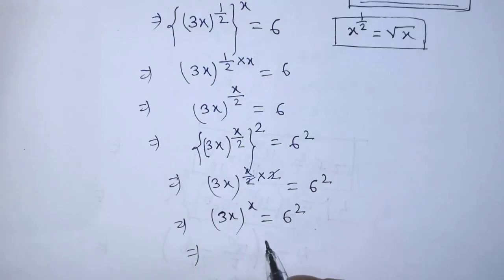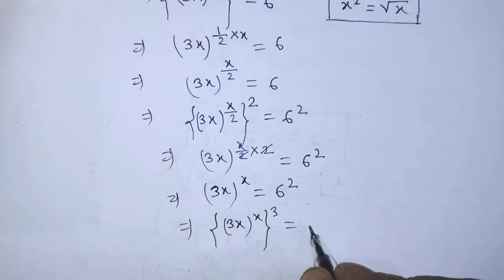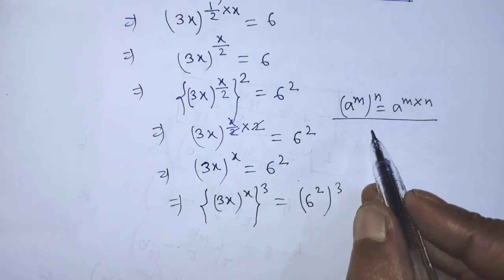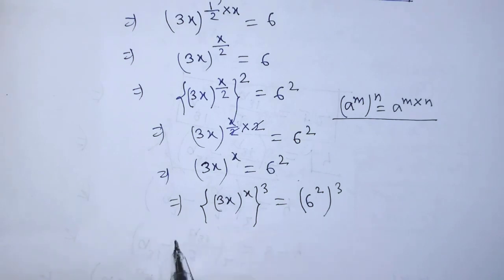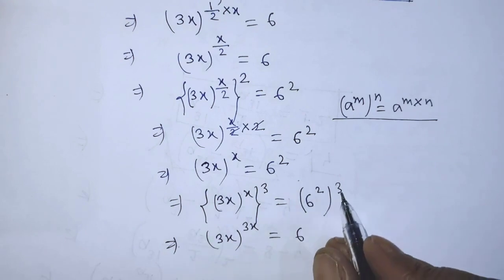So now again we have to take power 3 on both sides of this equation. So on the left hand side we can write ((3x) to the power x) to the power 3, is equal to, on the right hand side we get (6 to the power 2) to the power 3. According to this formula, again we can write from this equation (3x) to the power 3 times x is equal to 6 to the power 3 times 2, that is 6.